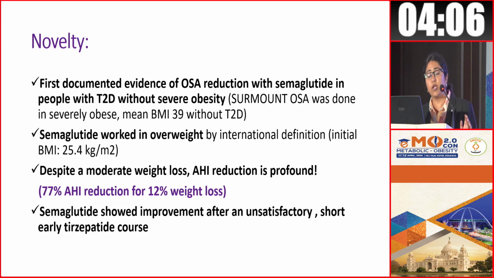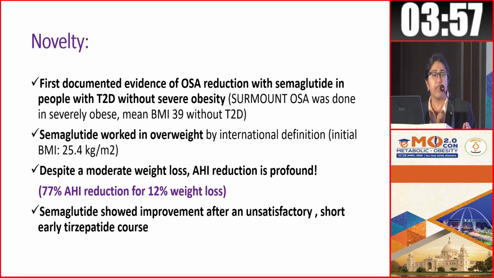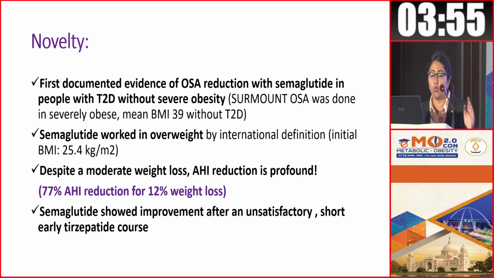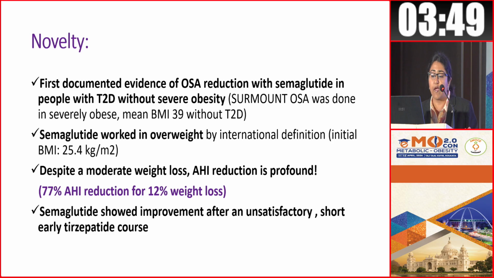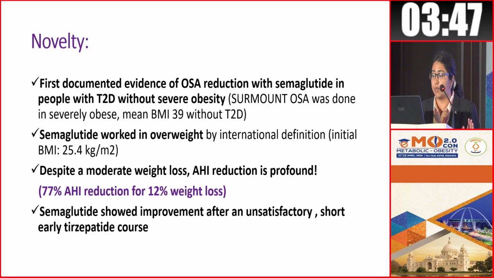Despite only a moderate weight loss of 12%, the AHI reduction was profound. A 77% AHI reduction was seen over a period of 1 year with semaglutide therapy. And semaglutide showed improvement after an unsatisfactory short early tirzepatide course.